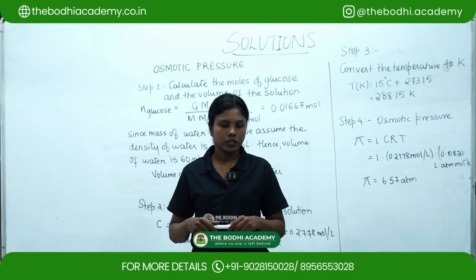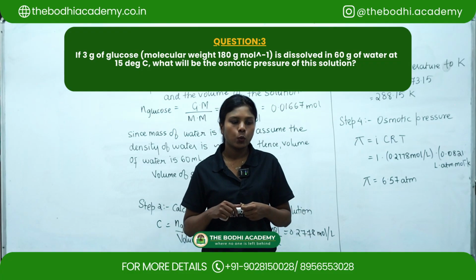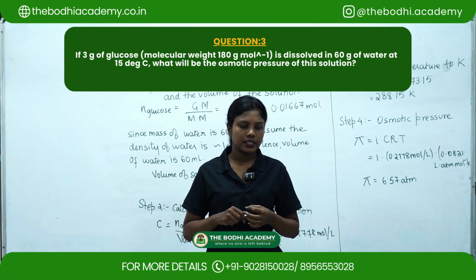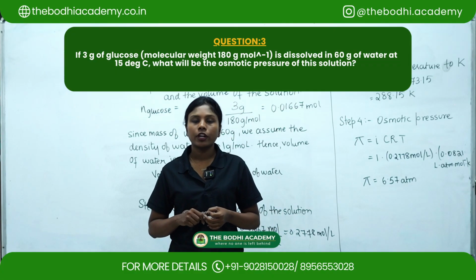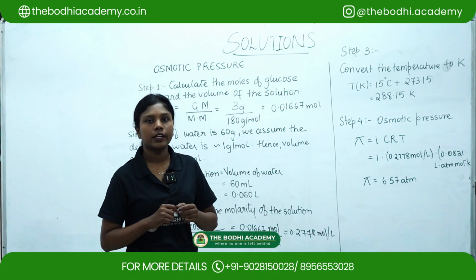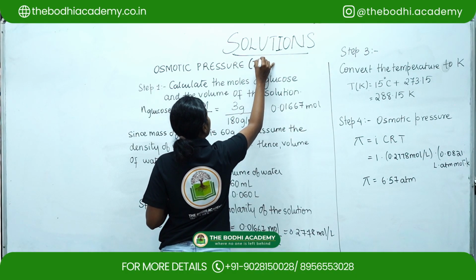So my boiling point elevation of CaCl2 for this particular problem is 0.692 Kelvin. Moving to the third question. If 3 grams of glucose having molecular weight 180 is dissolved in 60 grams of water at 15 degrees Celsius, what will be the osmotic pressure of this solution? So in this problem, we have to find the osmotic pressure of the solution. Osmotic pressure is given by pi.